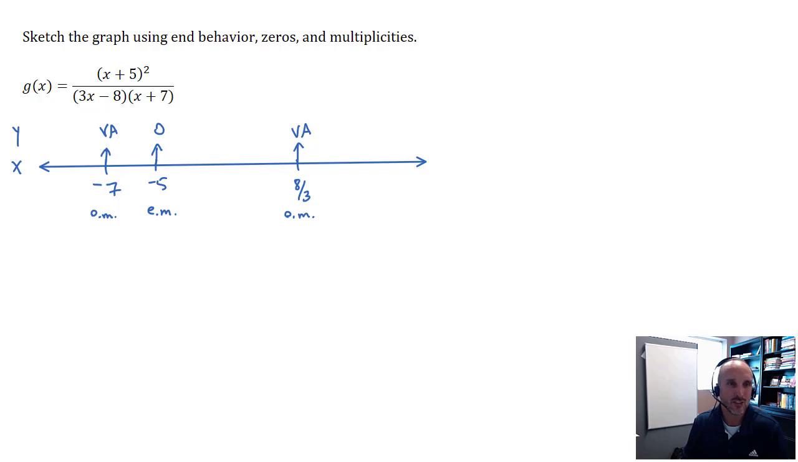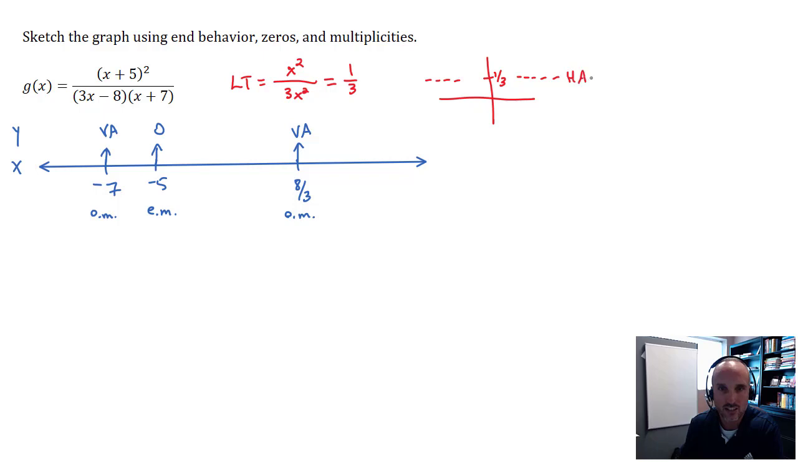Now I need my end behavior to start getting some signs. My leading term on the top, x plus 5 times x plus 5, will be x squared. On the bottom, it's 3x times x, which is 3x squared. If I reduce that, I get a coefficient of 1/3, with the x's gone. So I just get a constant leading term, which gives me an end behavior that's going to approach the line y equals 1/3. So I get a horizontal asymptote again of y equals 1/3.